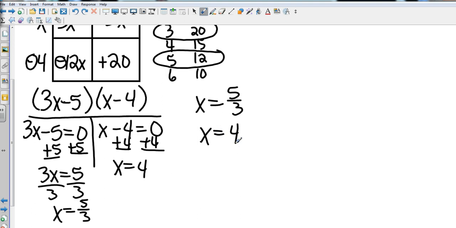Okay, so that's about 8 minutes, and that's Chapter 8, Section 4, Factoring Quadratics with Coefficients.